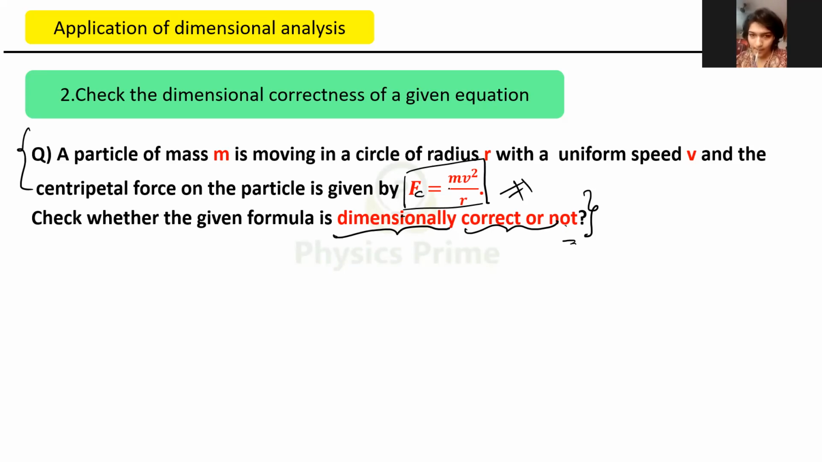So, the centripetal force. Force will have a dimension of what? It will be M1 L1 T to the power minus 2. So whatever the formula is, that formula should give you the force dimension or not? If this formula is simplified, you get velocity. Is it possible? Is it dimensionally correct?